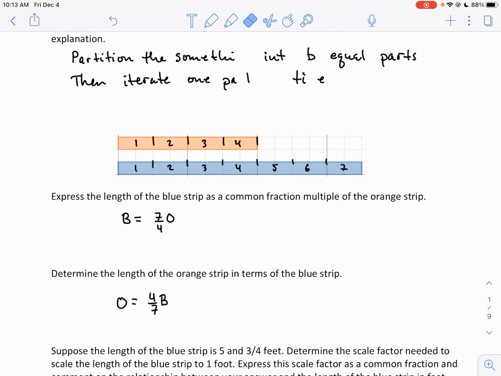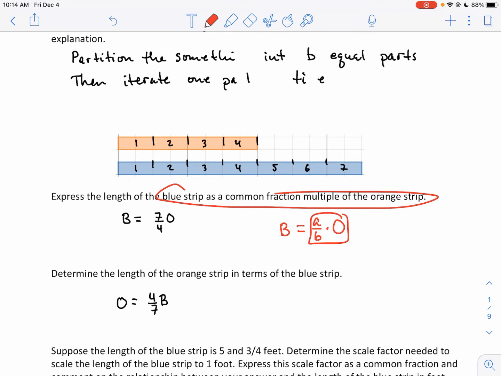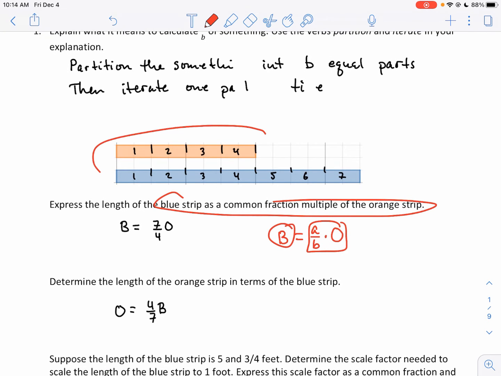Express the length of the blue strip as a common fraction multiple of the orange strip. All right, when you see these instructions, we're expressing the blue strip as a common fraction multiple, so some sort of A over B multiple of the orange strip. I'll use a big O for the orange strip. So we're trying to figure out what fraction you would multiply the orange length by in order to get the blue length. And I've partitioned the orange and blue into equal parts. You can see the orange has 4 parts, the blue has 7.